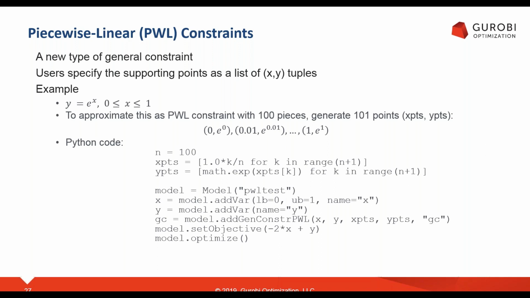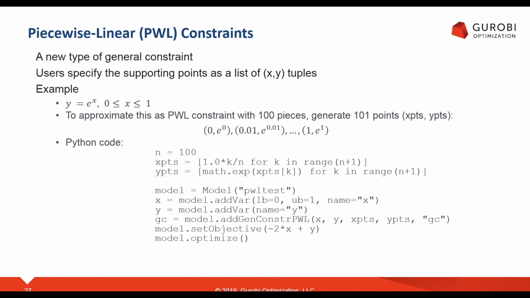So let's take a look at an example of what you can do with this. A prime example is that you want to approximate a general nonlinear function with a piecewise linear constraint. So say you have this function y is equal to e to the power of x, with x being between 0 and 1. Then you can approximate this as a piecewise linear constraint. And for example, you may want to take 100 pieces. That would already be a pretty precise approximation. So that means you need 101 points, the first point being at x equals 0, and the last point being at x equals 1.